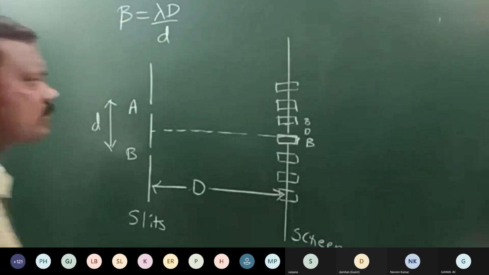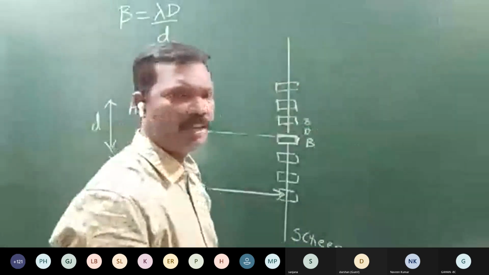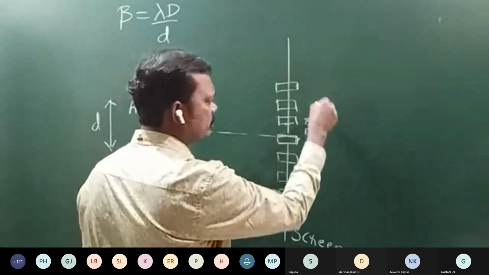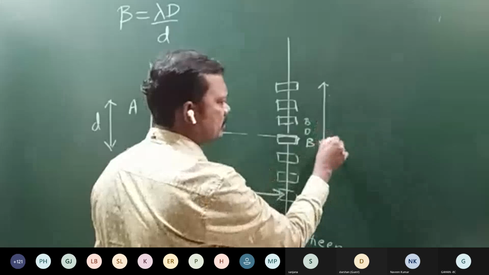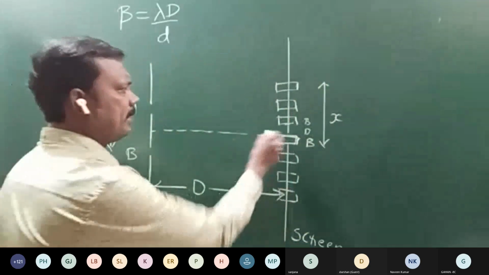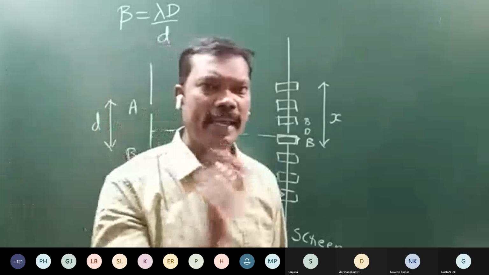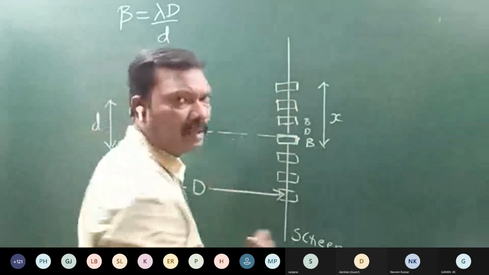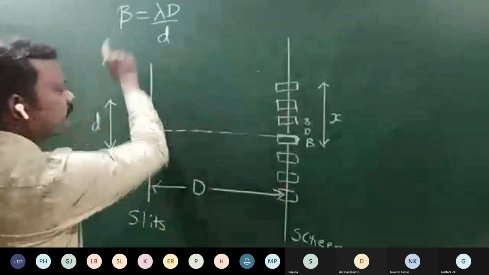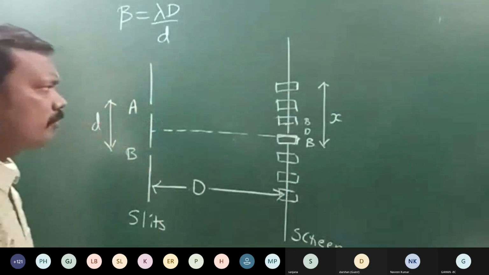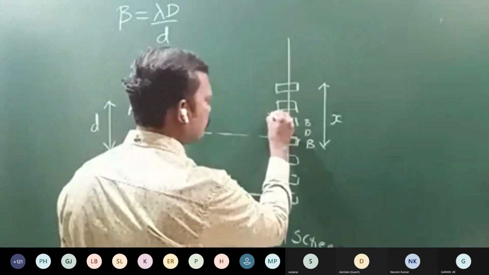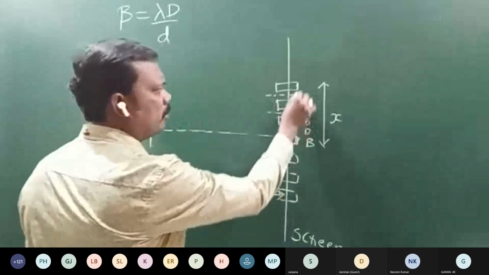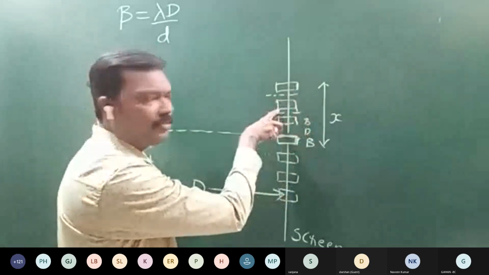Now, the distance of any fringe, let us say first bright, second bright, third bright, from the center is called x. From the center to any fringe is x. The distance or gap between two consecutive fringes is called the fringe width, the width of the band.